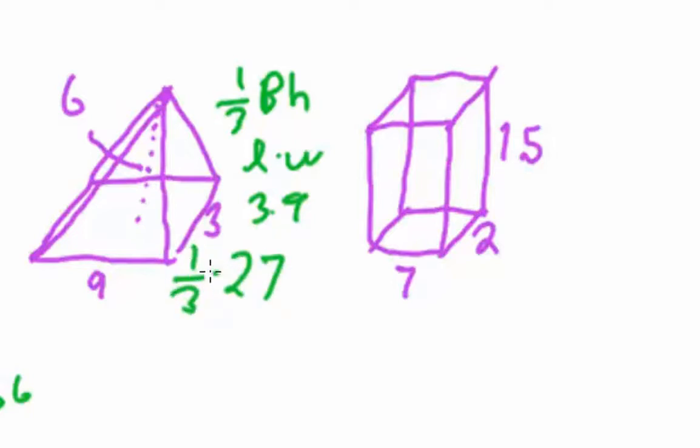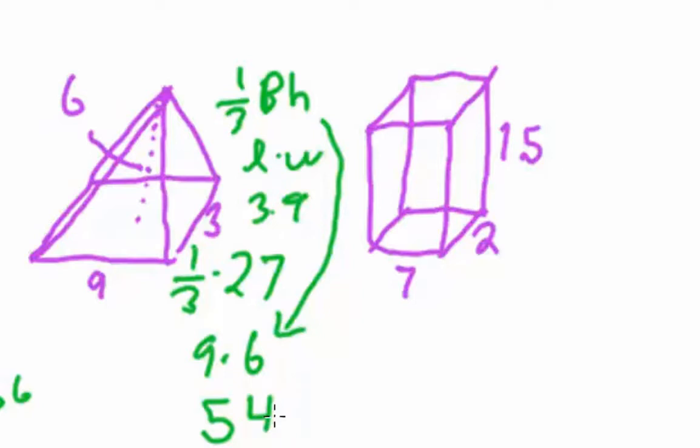3 times 9 will give me 27. I take 1/3 of 27 and I get 9. And then I'll bring down the height of the figure itself, which is 6. Take 9 times 6 and I'll get 54 cubic units.